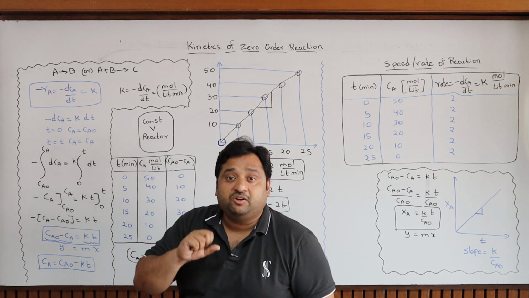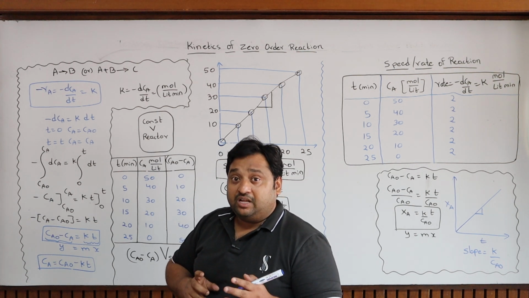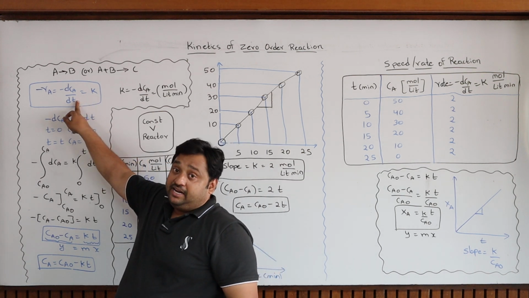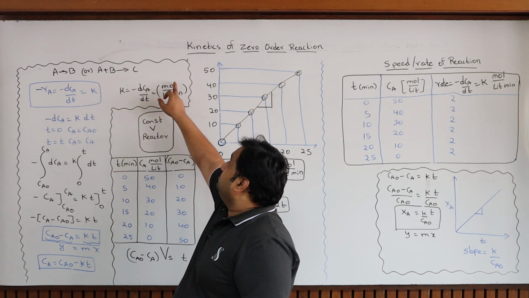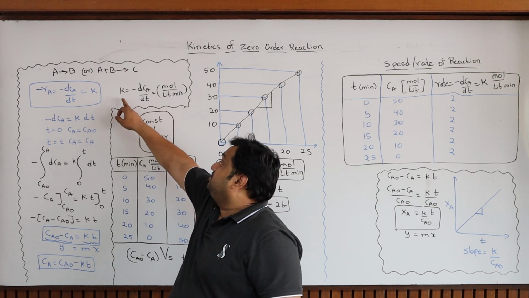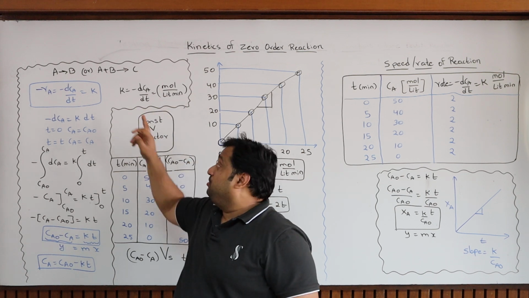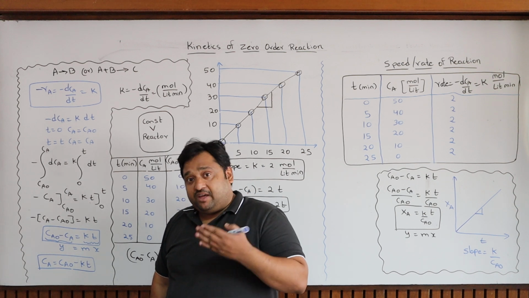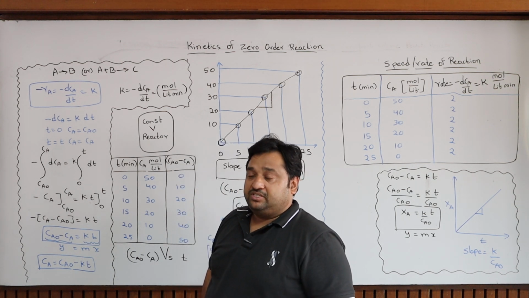And what are the units of the rate constant? Today I am going to give you a very short method to find the units of the rate constant. K is nothing but dCA by dt. What is the concentration unit? Mole per liter. What is the time unit? It could be minute, right? What are the units of K? Mole per liter per minute. This is the unit of K for the 0 order system. In the same way, we are going to find the units of the rate constants for the first and second orders.